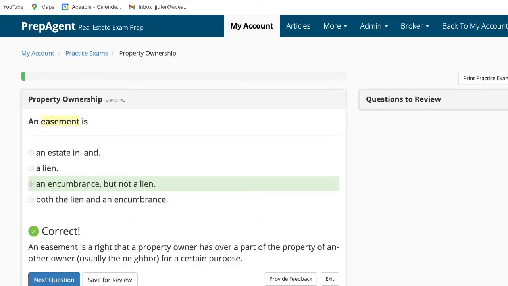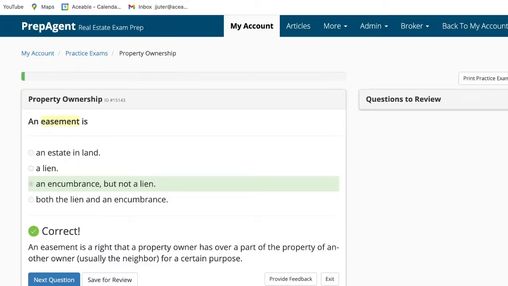What do you guys got? Give me an example of an encumbrance other than an easement. A lien is an example of an encumbrance other than an easement. Encroachment as well. Nice job, Sydney Blackman. Good. A lien.